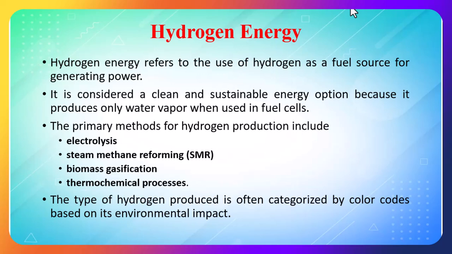So when you generate hydrogen, you can generate it in two ways. One is where the power used for generation of hydrogen is from a conventional power source, which is from a thermal power station or any other power station. That belongs to one type. And another one is generating this hydrogen from a renewable energy source. So based upon these two, we have given the color code.